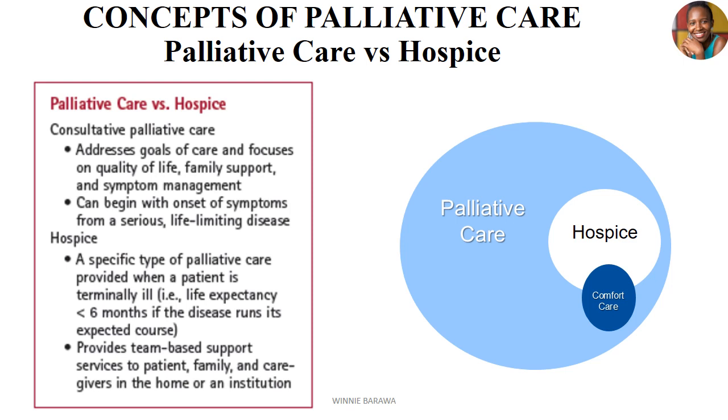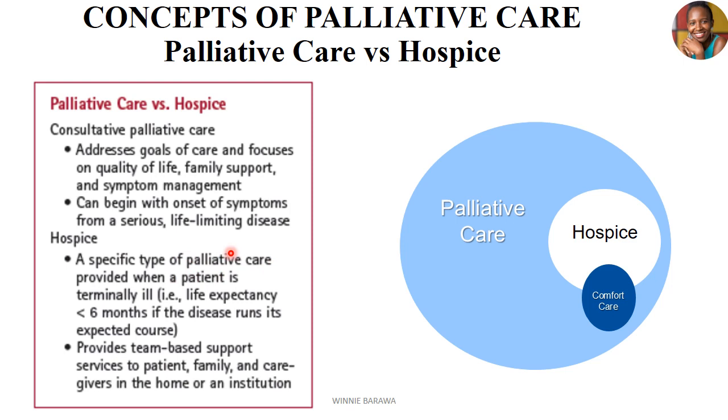So what's now the difference between palliative care versus hospice care? Palliative care is a care that addresses the goals of care and focuses on quality of life. Palliative care focuses on family support. It also focuses on symptom management, and palliative care can begin with the onset of symptoms from a serious life-limiting disease. But on the other side, hospice is a specific type of palliative care.